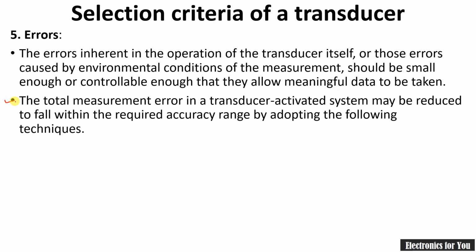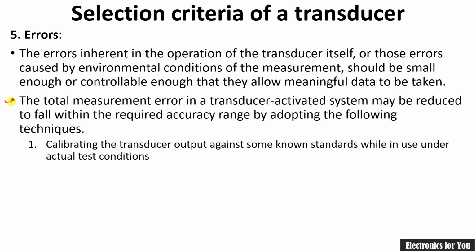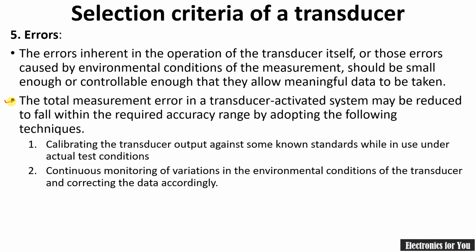some techniques are adopted to reduce the error. The first one is calibration. Calibration with a standard quantity plays a very important role in the selection criteria. Therefore, the calibration must be there. Then the second one is that we can continuously monitor the variations in the environmental condition of the transducer and correct the data accordingly. This is the second technique to reduce the error.